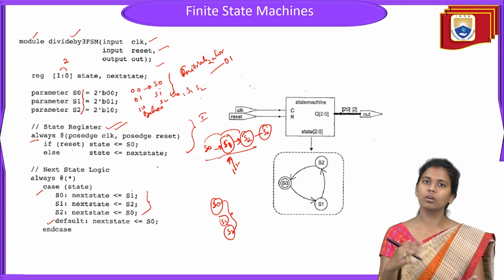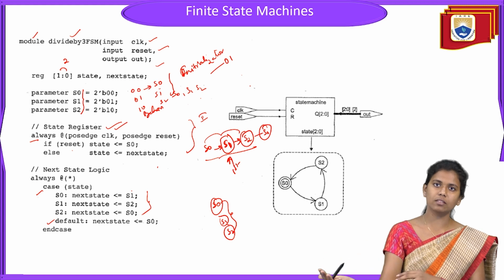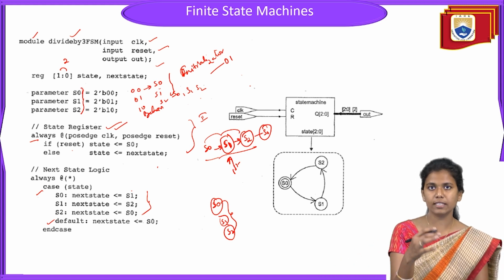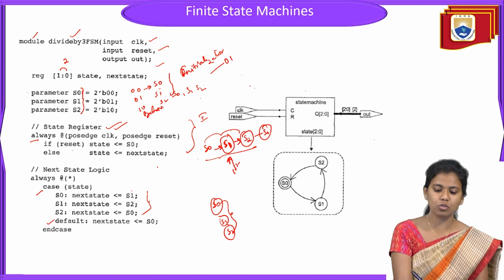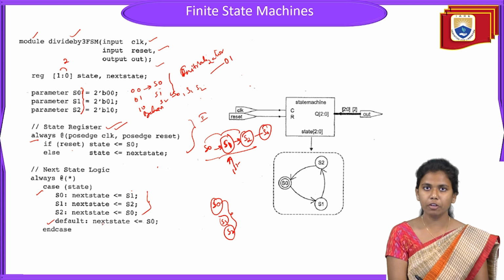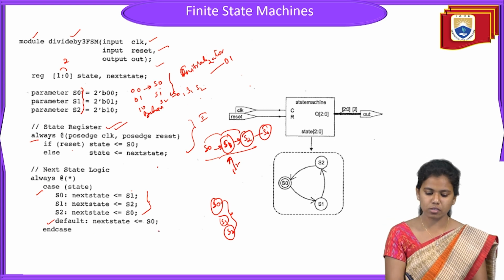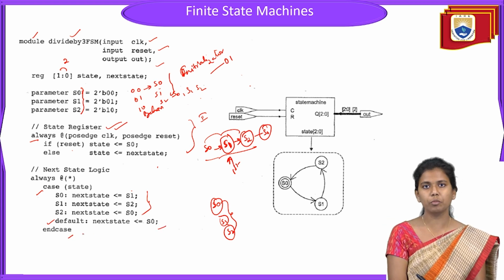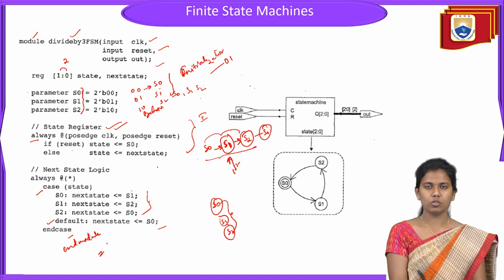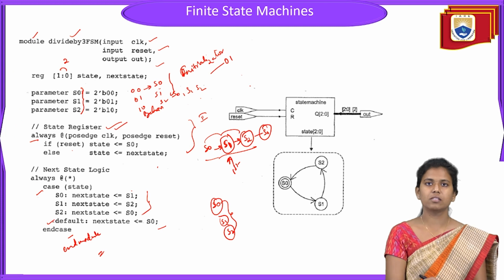It will not extend towards other states. Why? Because we have considered only the 3 states, S0, S1 and S2. So finally, by default, it goes back to S0. And then I'm ending with endcase and endmodule. Okay, so this is all about finite state machines.